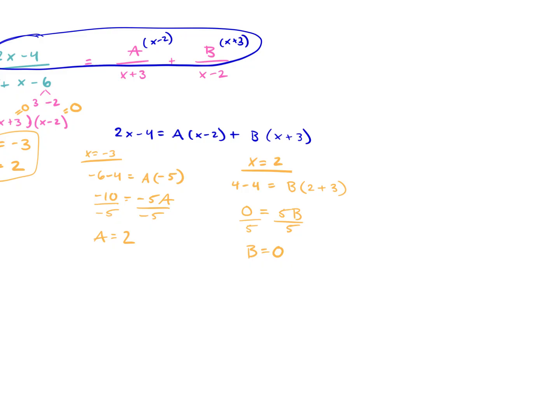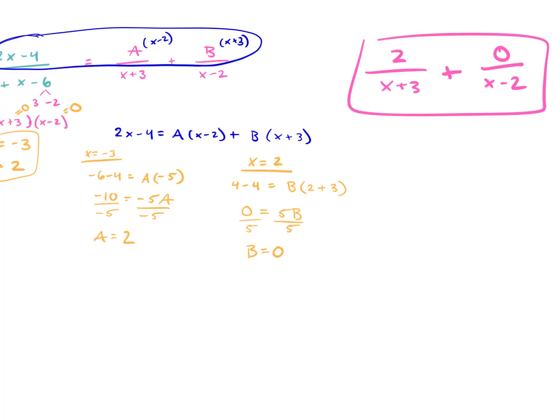Last thing we want to do is plug these into our fractions. So we have 2 over x plus 3 plus, I'm just going to keep it as 0 for now, but we know that 0 over a number would just be 0, but it's not going to be 0 for your answer. I made these numbers up. So 0 over x minus 2.